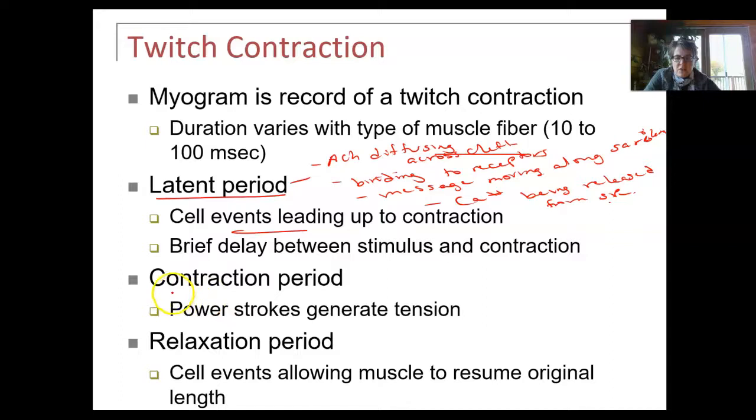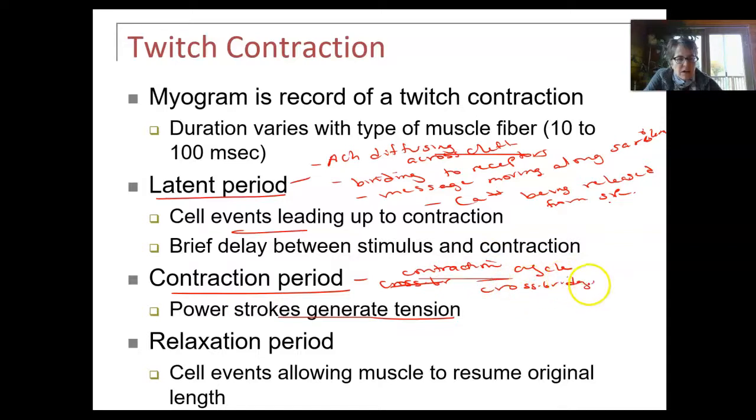When I have the contraction period, I will be generating muscle tension, muscle force, because I will be having the cross-bridge cycle. Oops, it's called the contraction cycle. And that's my cross-bridge, power stroke, detach, recock.